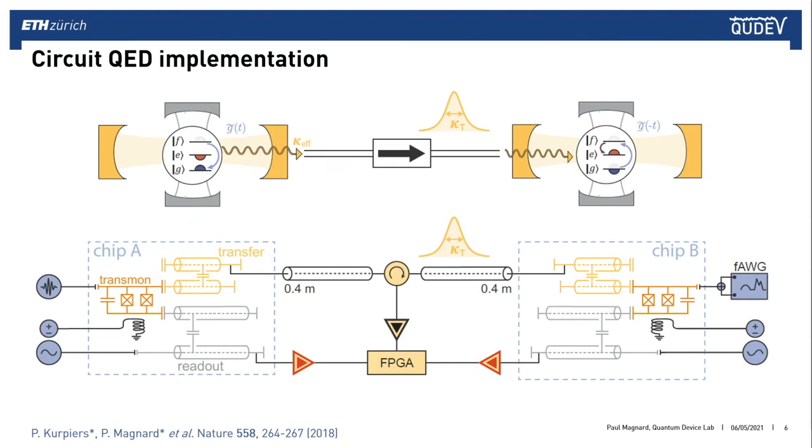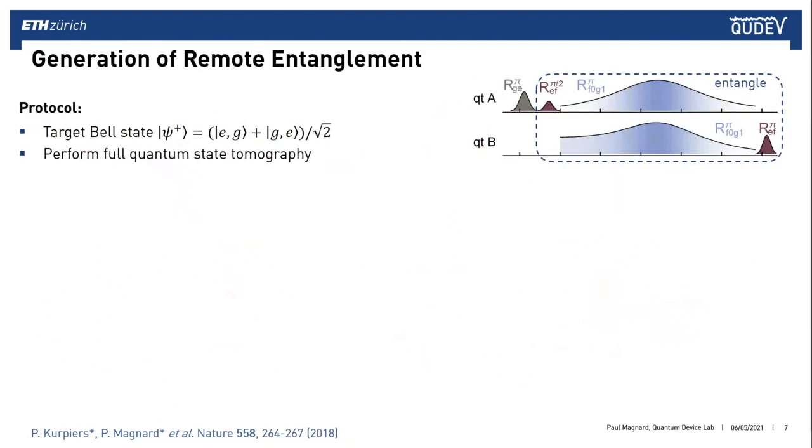To generate entanglement, we prepare qubit A in a superposition of states E and F with a series of two pulses. And then we apply the sideband drive shown in blue to transfer the F population from A to B via the emission and absorption of a shaped photon. And finally, we apply an EF pi pulse on qubit B to map the F state to E. And in the ideal case, this pulse sequence generates the Bell state psi plus, which you can see here.